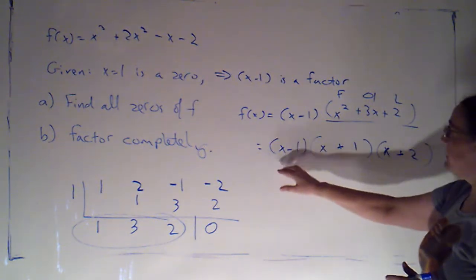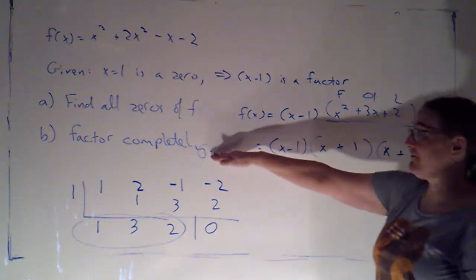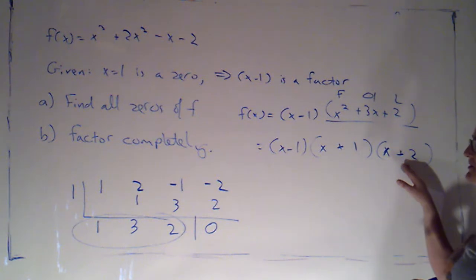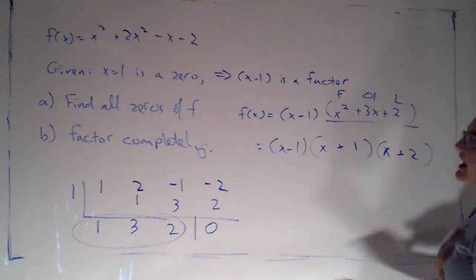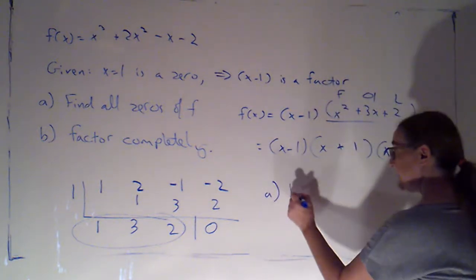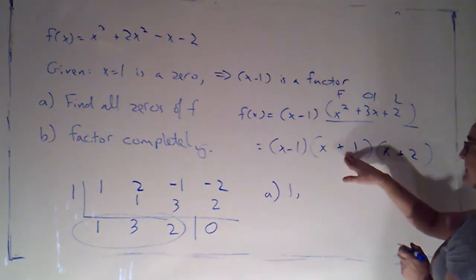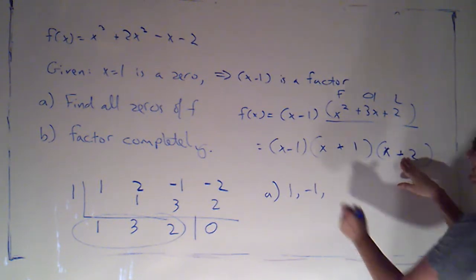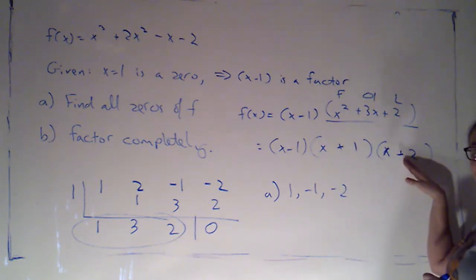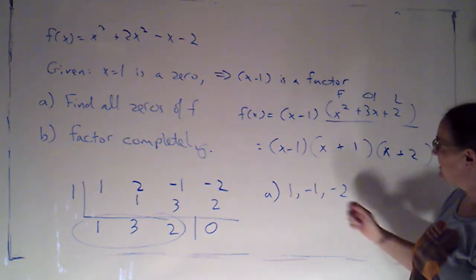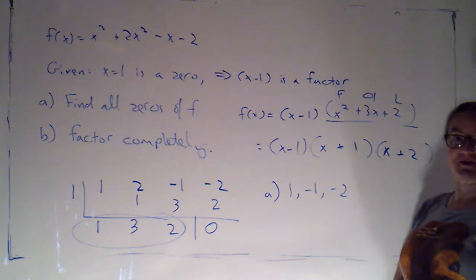So we've now got it factored completely. We've answered part B first: x minus 1 times x plus 1 times x plus 2. Fabulous. And then what are all of the zeros? The answer to part A would be 1, the 0 that we were given. And then what number would make that 0? Negative 1. And what number would make that 0? Negative 2. So we found all of our zeros, and we found all of our factors.